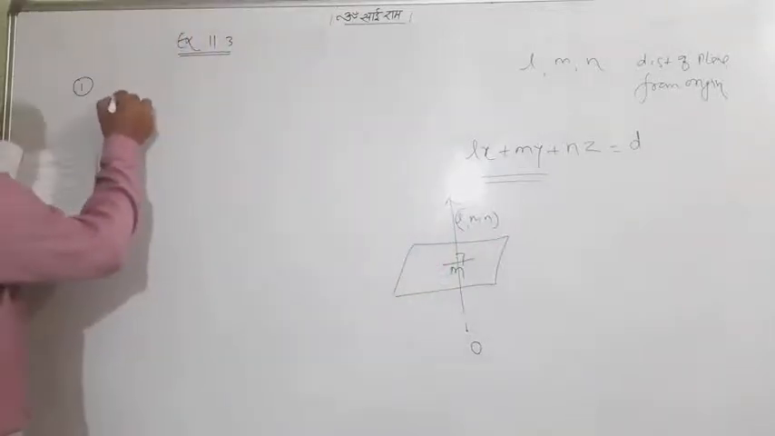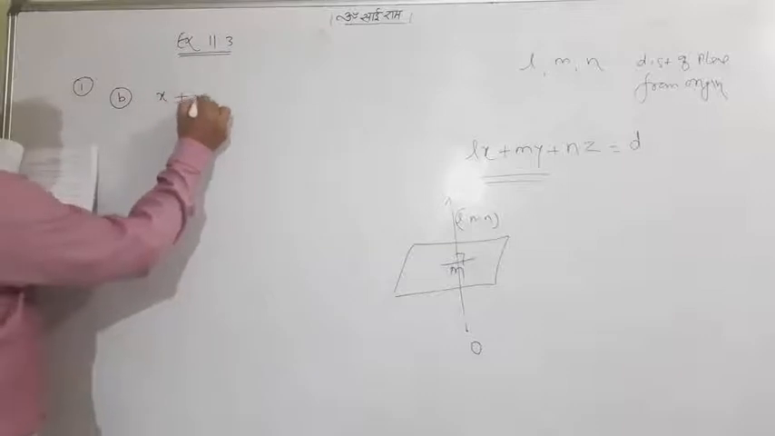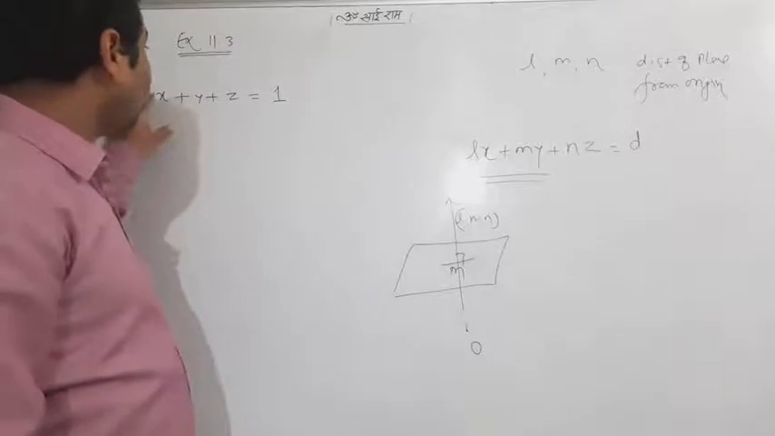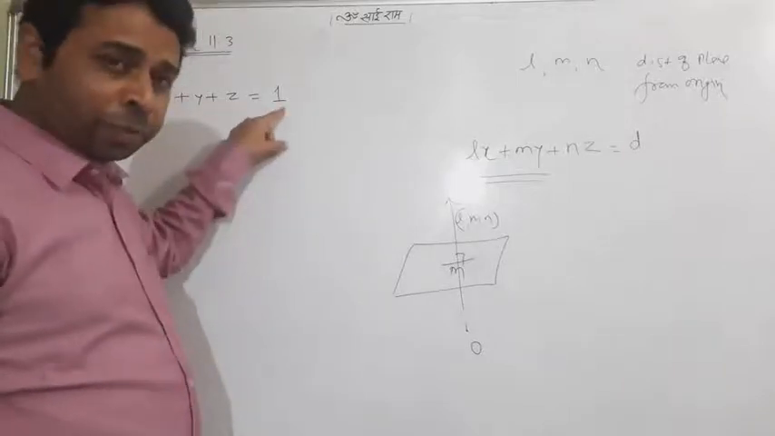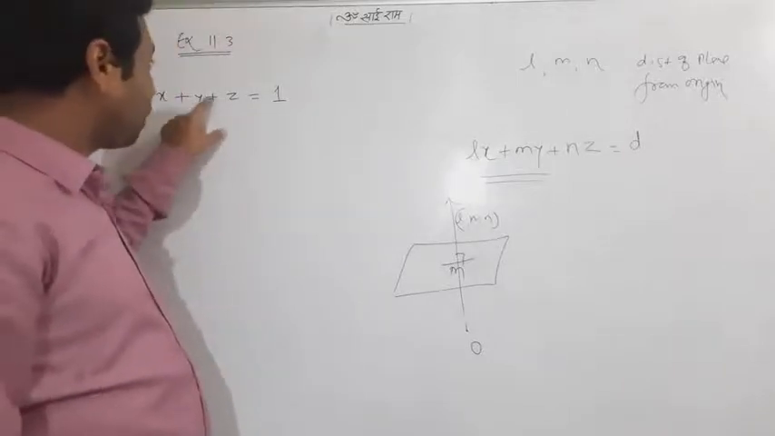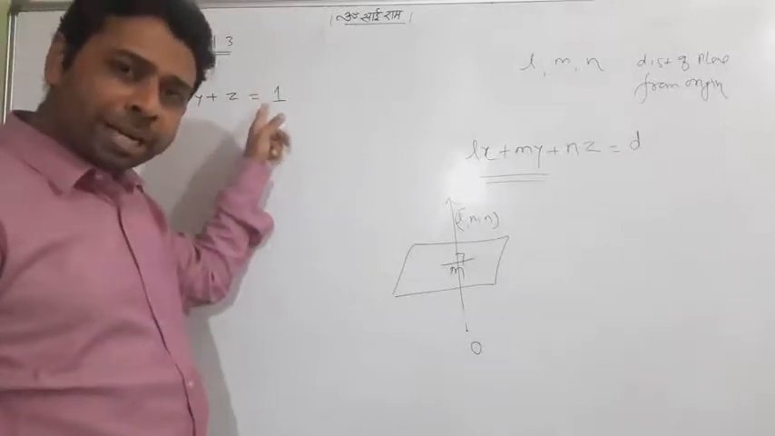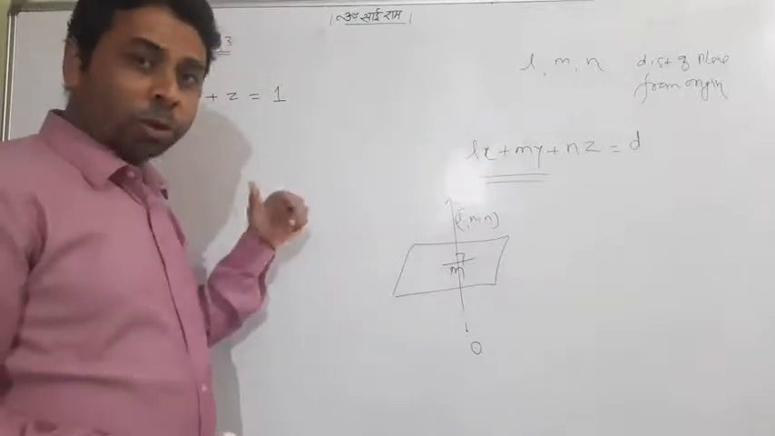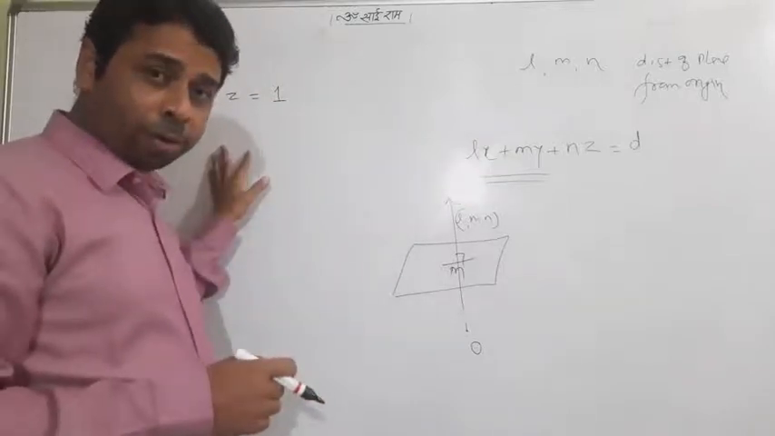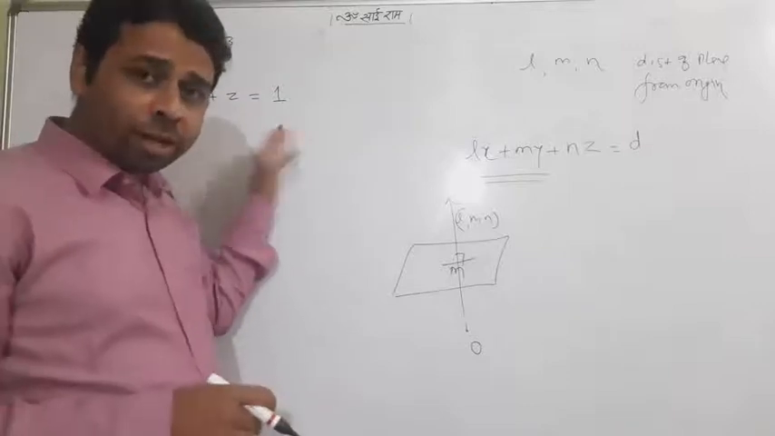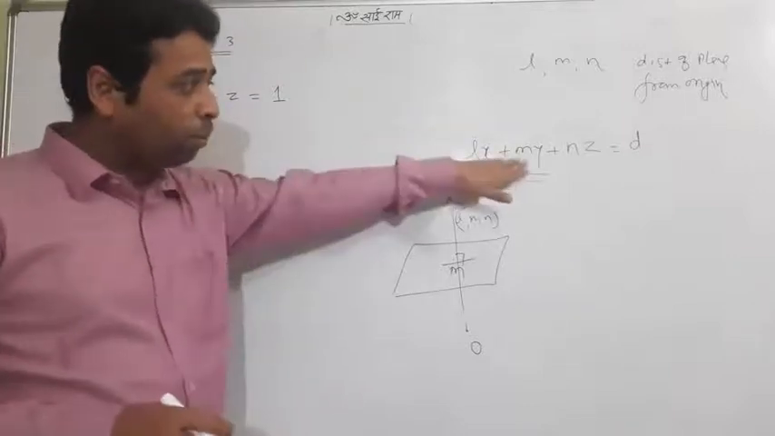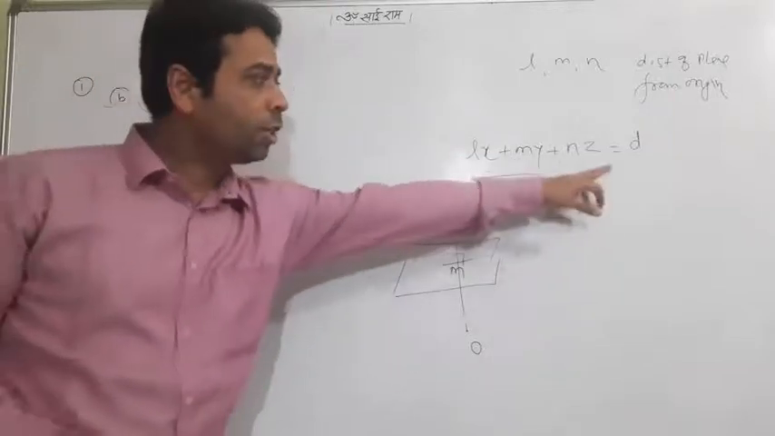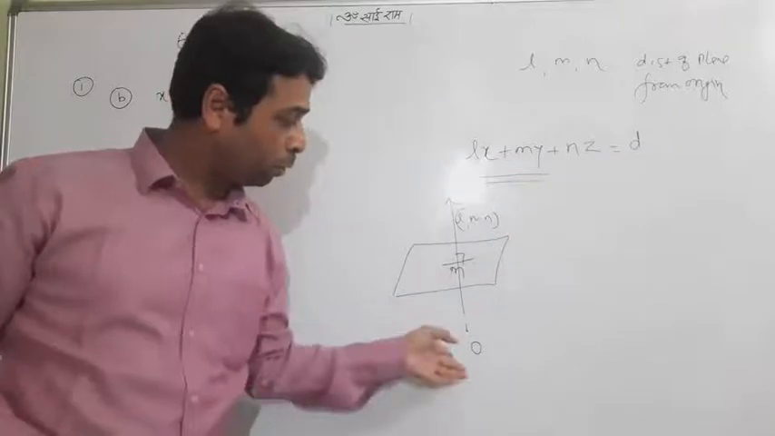Suppose question number B, I'm putting here: x plus y plus z equal to 1. I tell you it is not lx plus my plus nz equal to 1. This is actually ax plus by plus cz equal to simple d. This d is a constant value. It looks the same but it is not so. So now we will convert this Cartesian form, which is a general form, into the normal form. Why? Because we need the direction cosines, and we need d, the perpendicular distance of the plane from the origin.